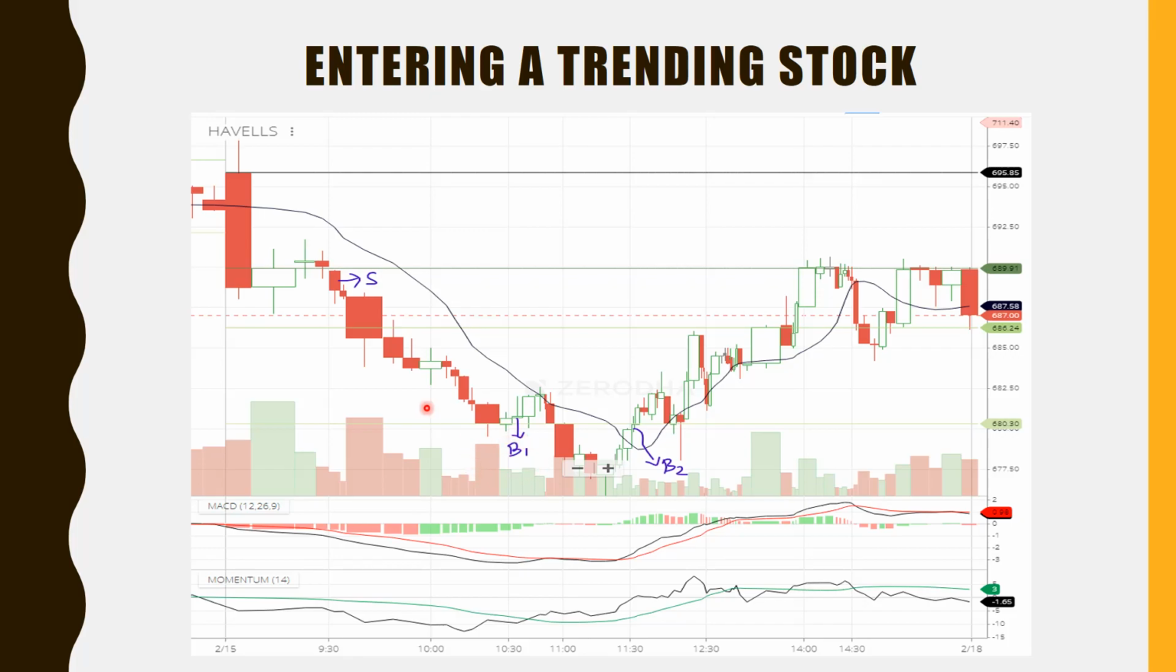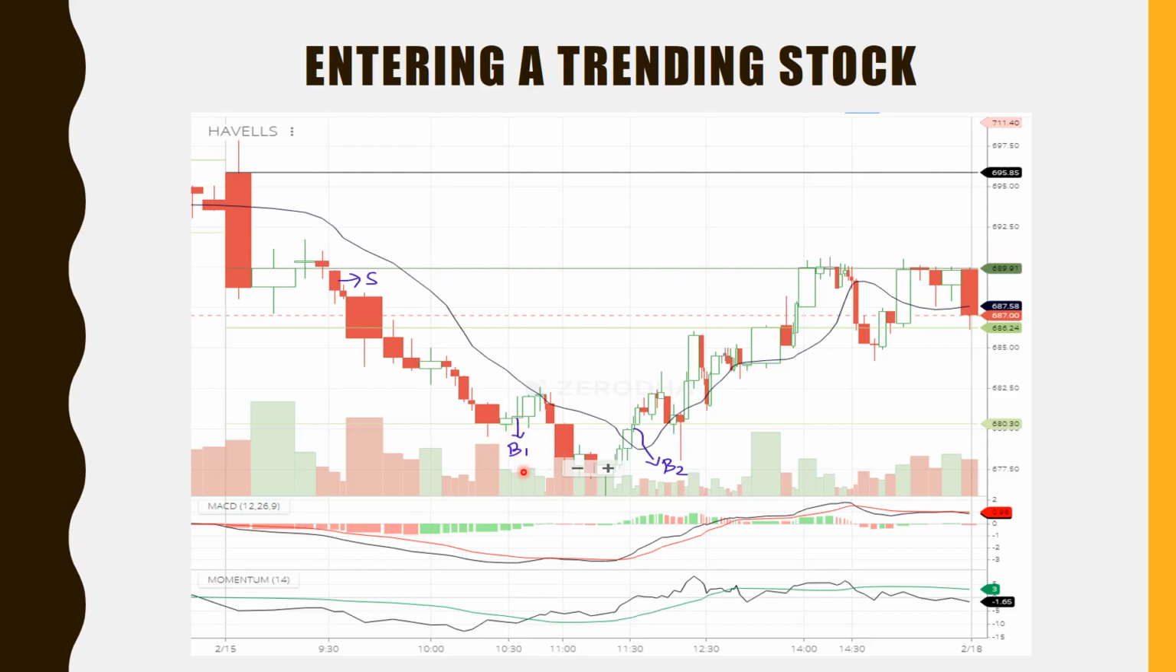Why? Because the price came down, let's say from around 689.50 all the way down here to 680. This is almost 9 rupees movement, and here there is a support line. This is S3, third support, and it reacts to it. Buyers come in, you will see this candle, right? So you can probably book your profits here.